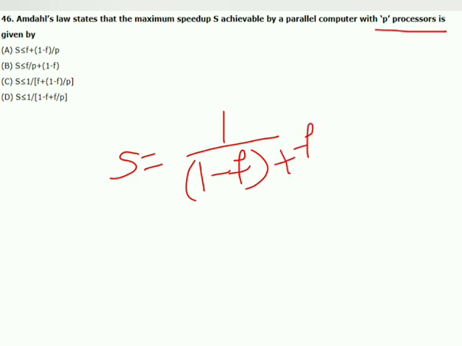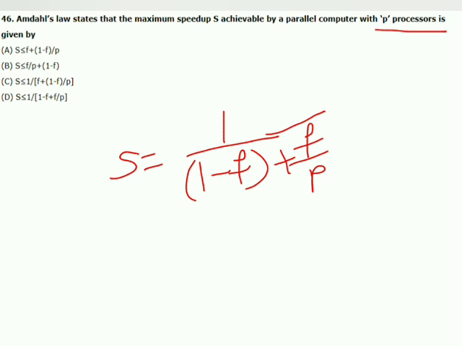Amdahl's law states that the maximum speedup achievable by a parallel computer with P number of processors is given by. So what is Amdahl's law? It is used to model the performance improvement of a system when a portion of the system is enhanced, such as through parallel processing. It shows the theoretical maximum speedup that can be achieved by optimizing only part of the system, given that some parts of the system remain serial. So here S is given as S equals 1 by (1 minus F plus F by P).